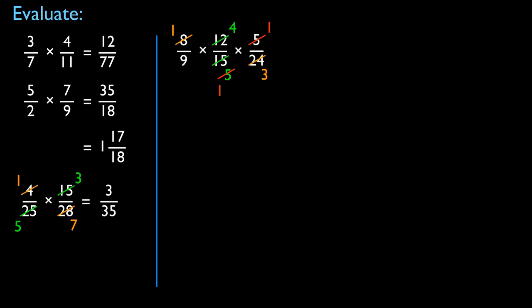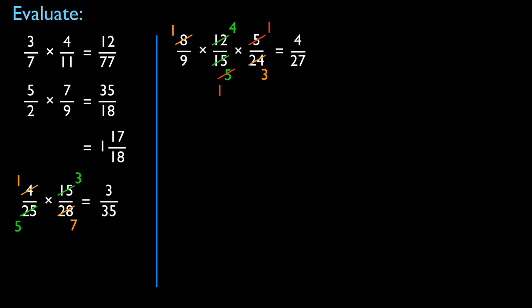Now we're down to numbers with no common factors anymore, cannot be reduced anymore. If I multiply the numerators together, the 1 times the 4 times the 1, I will just get 4, and the denominators, 9 times 1 times 3 is 27. And I now have a fraction that is finished in lowest terms, and I have no more work to do on this question. So once again, I really encourage doing that fraction reduction before you actually perform the multiplication.